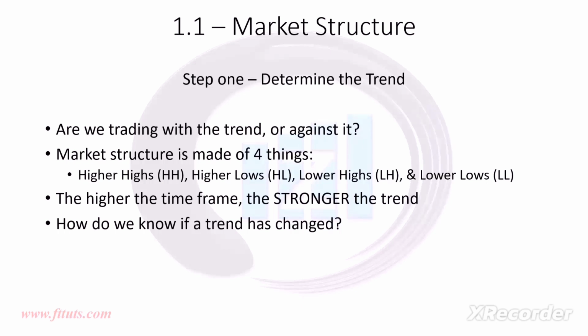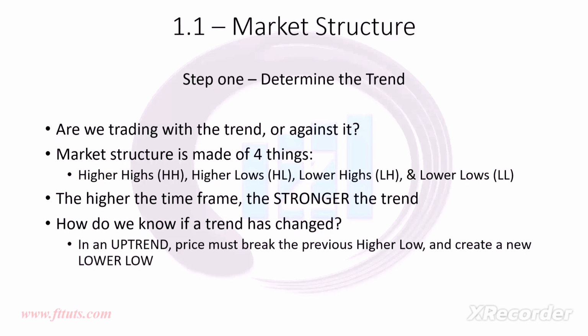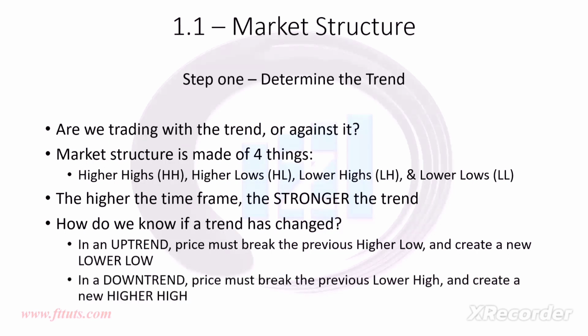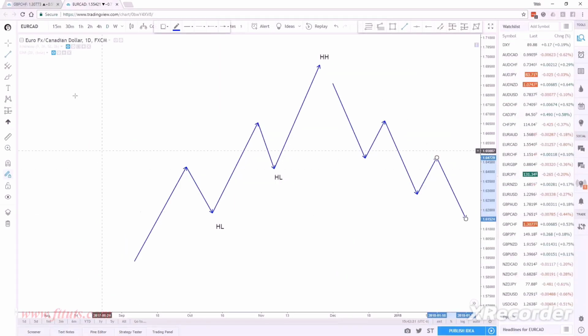Now, how do we know if a trend has changed? Very simple. In an uptrend, price must break the previous higher low and create a new lower low. And in a downtrend, price must break the previous lower high and create a new higher high. All right? Let's look at that also on a chart.